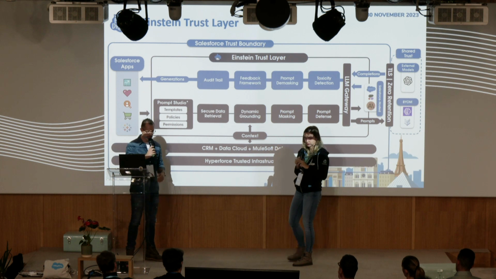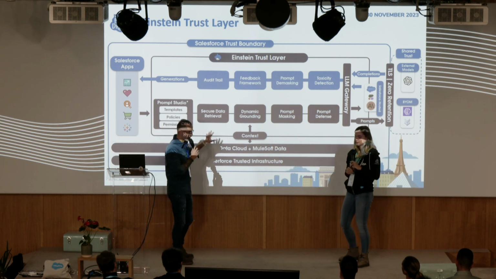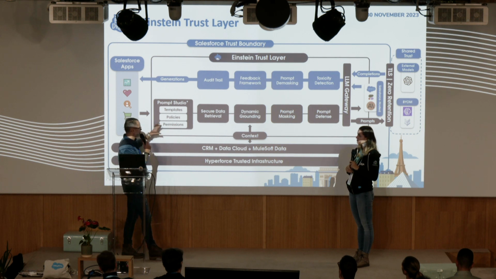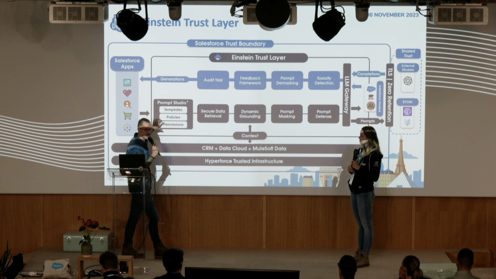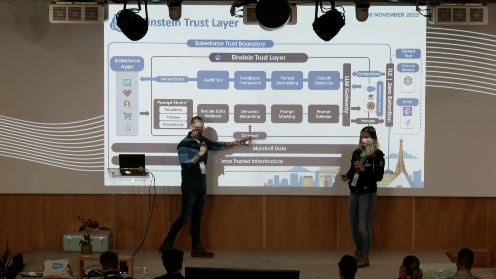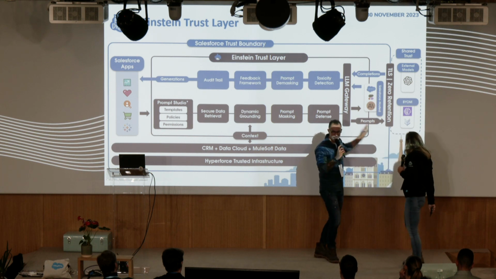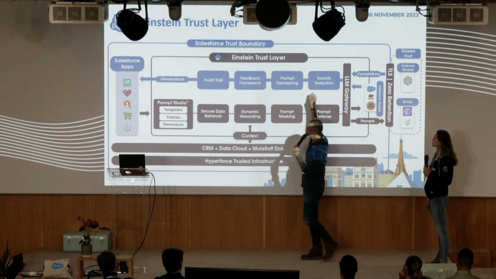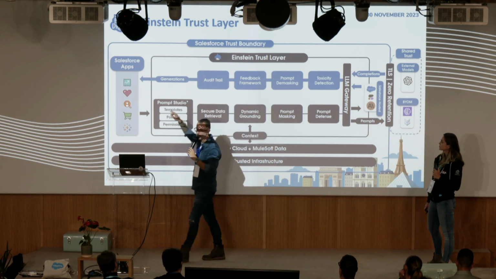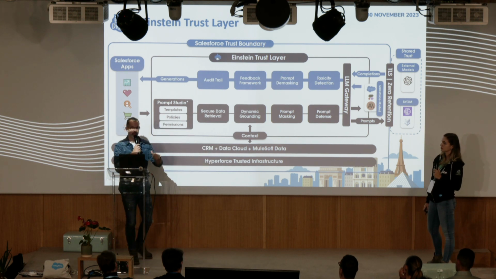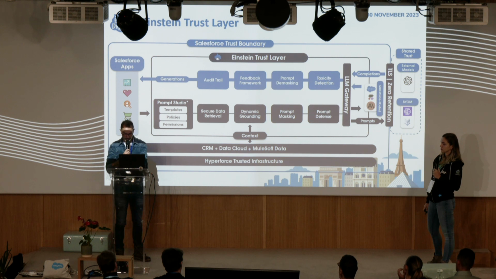So what do we have in it? What we will see today? A lot of information on that slide. Actually, what we will see is what Einstein Trust Layer will give you as capabilities before the content generation, during the content generation, and also after the content generation.